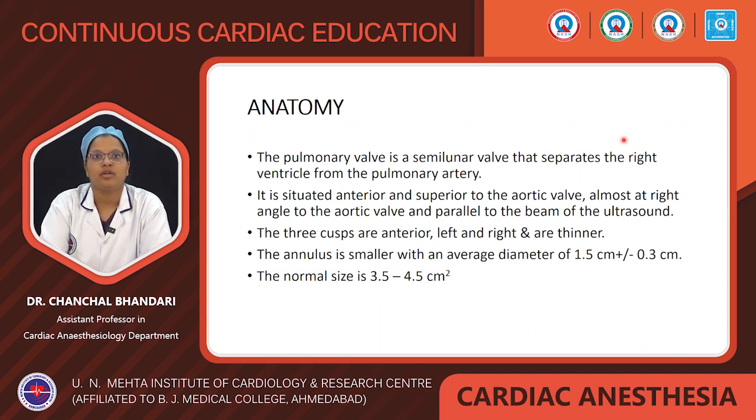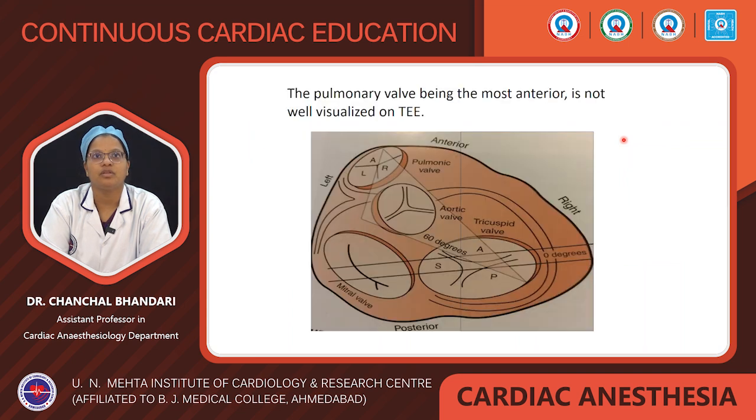The annulus is smaller with an average diameter of 1.5 cm plus minus 0.3 cm and a normal size of 3.5 to 4.5 cm square. So this is the pulmonary valve and aortic valve. They are almost perpendicular to each other, as you can see here. And being the most anterior valve, it is not well visualized on transesophageal echocardiography.